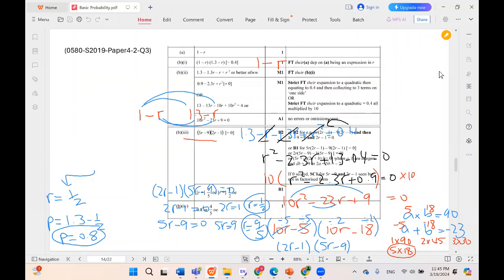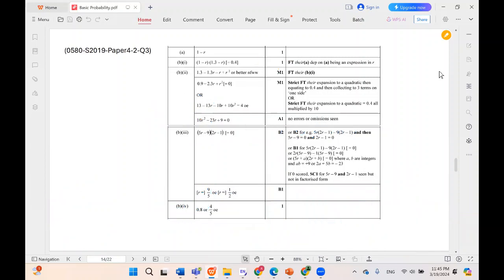So 0.8 is correct. And 9 over 5 and half are correct for triple I. And the rest is fine as well.